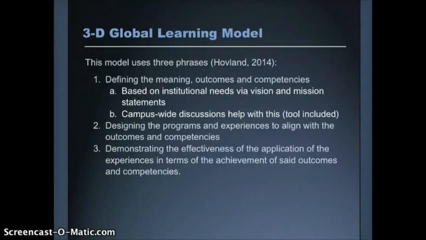The 3D Global Learning Model is based on 3 different phases, thus the 3D name. Number 1 is defining the meaning, outcomes, and competencies. These are based on individual needs via mission and vision statements, as well as campus-wide discussions that will also help with this. Number 2, designing the programs and experiences to align with the outcomes and competencies brought up in the defining stage. And number 3, demonstrating the effectiveness of the application of the experiences in terms of the achievement of said outcomes and competencies.